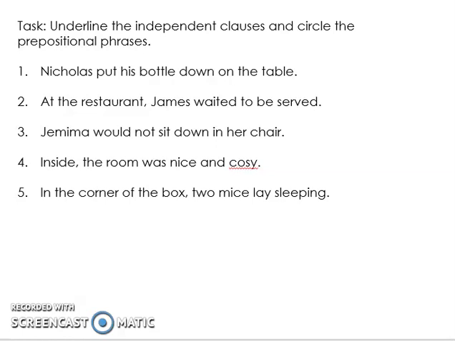Okay, so your task is to underline the independent clause and circle the prepositional phrases. So if I'm looking at this first one, Nicholas put his bottle down, I can see that we've got our independent clause there and where it happened was on the table. So that's my prepositional phrase. Pause, underline the independent clauses and circle the prepositional phrases.